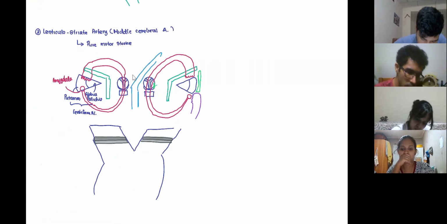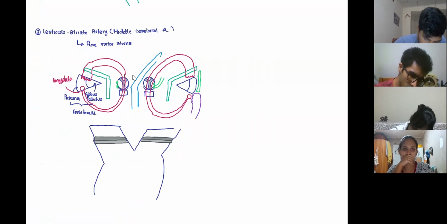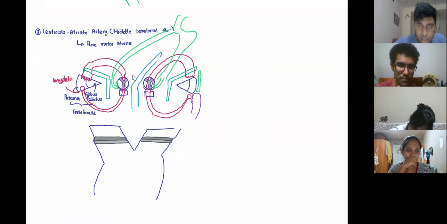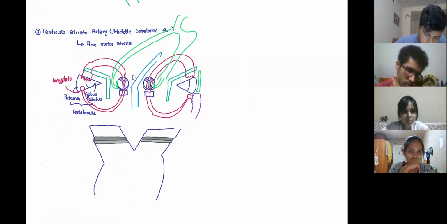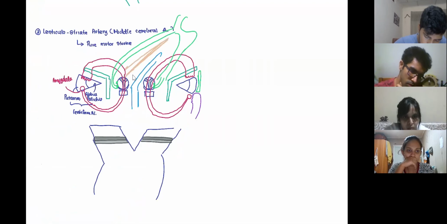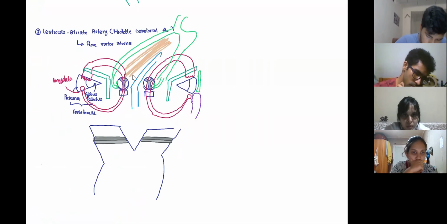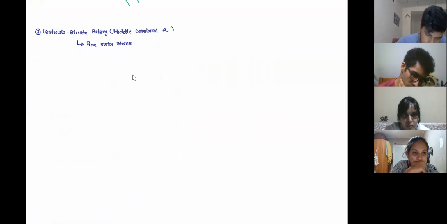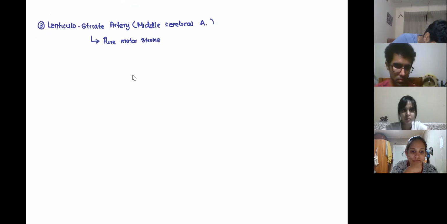Just for the sake of completion, we have the medial and the lateral geniculate bodies. And then we have, you guys should remember this. Over here, you have the thalamus, all those structures. So now I'm going to erase this and just draw the basal ganglia. Okay.